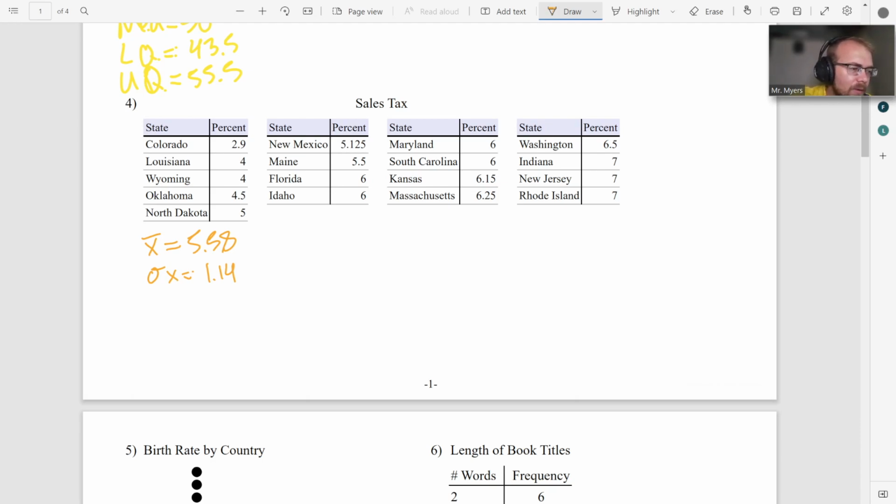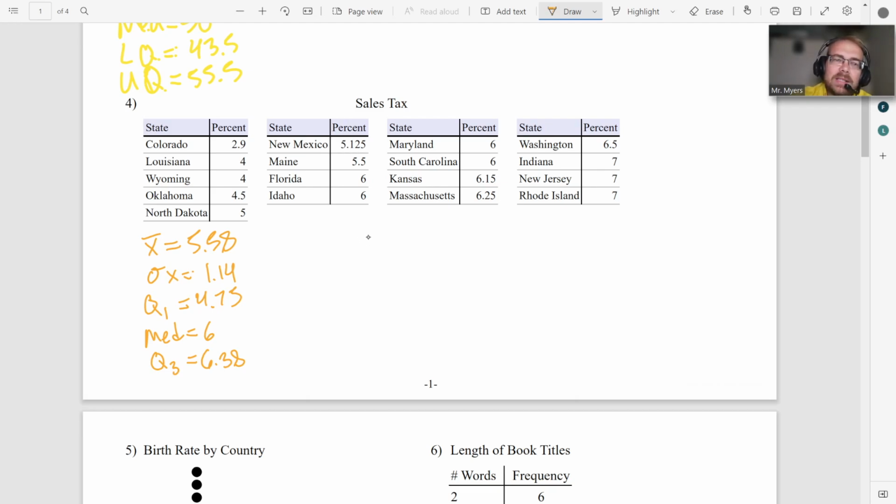And then the next stuff is Q1, median, and Q3. Q1 is 4.75. The median is 6. And Q3 is 6.375, or 6.38 if you're rounding to two decimal places. All right, that's everything that the calculator gives you.